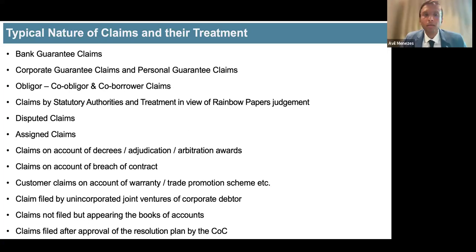Yes, sir. See, in the case of a statutory claim, the state has a charge on the assets, but other secured creditors, those charge holders, they rank prior. That's not the understanding in terms of the Rainbow Paper judgment. I think as far as SARFAESI is concerned, that position is clarified.